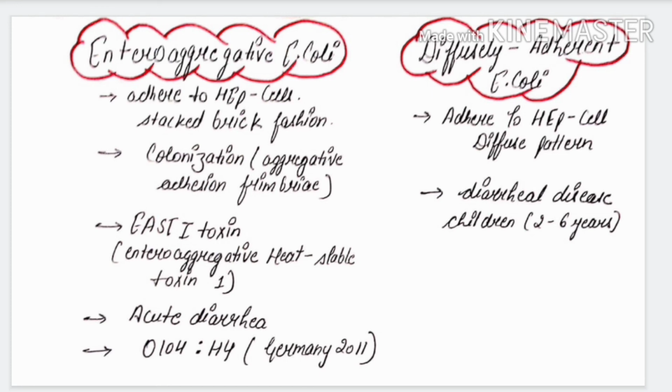Next we have the diffusely adherent E. coli. It is characterized by its ability to adhere to HEp cells in a diffuse pattern. It also adheres to the cell, but it adheres in a diffuse pattern. That's why it is named diffusely adherent E. coli. It also causes diarrheal disease in children between 2 and 6 years of age.